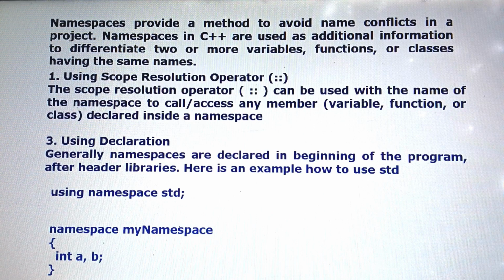Next, we can create our own namespace. How to write that namespace? Use the keyword namespace followed by the name of the namespace. Then within curly braces we can give the variables or functions, whatever we want. That is how we can create our own namespaces.